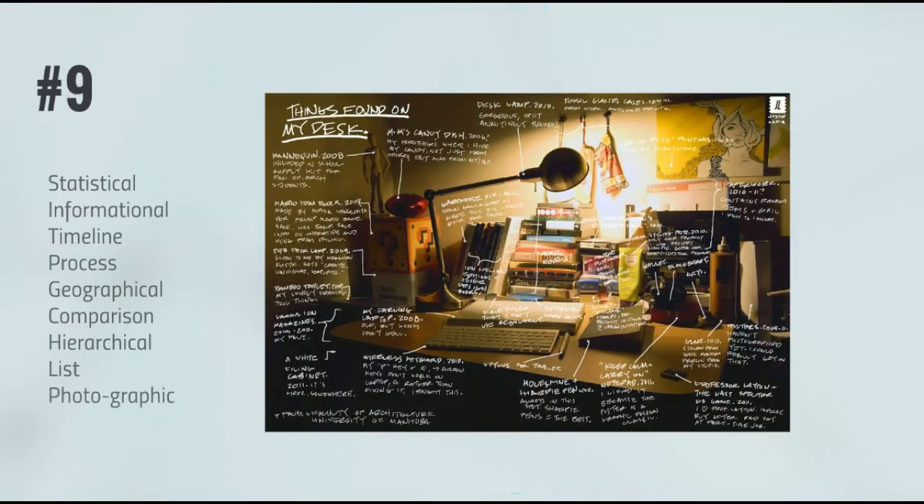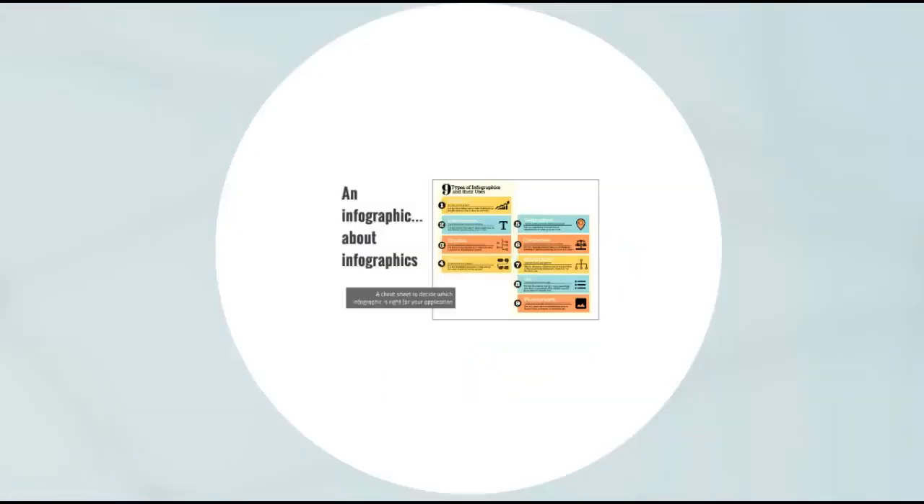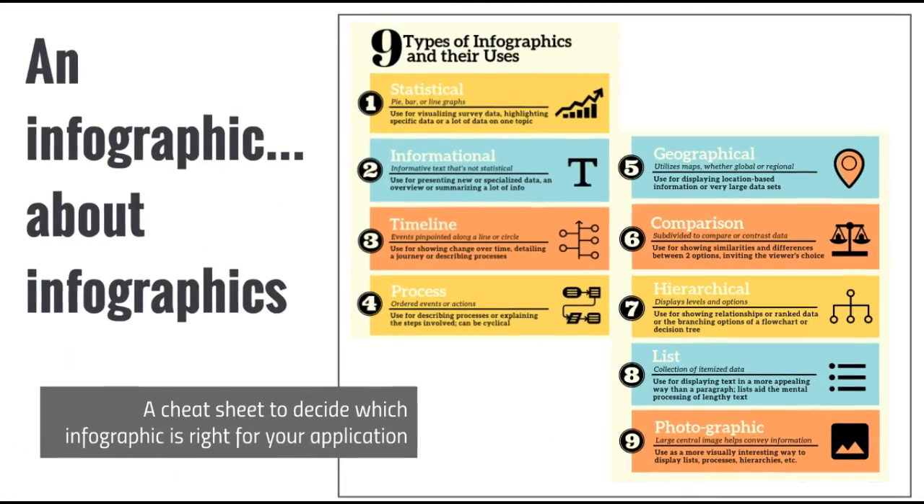And lastly, I've got a photographic. Kind of like the other ones, has a lot of information. It might have a timeline or something on it, but it's got a large central image that helps convey that information. It's just more visually appealing. So that was a really good video. But to highlight that, of course, we have to have an infographic about infographics. So here, that's just everything that I just said, those 9 types of infographics and their uses in just a nice little cheat sheet, and I'll have a way for you to download that.